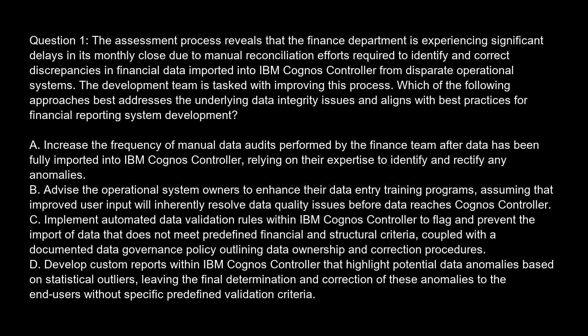Option C. Implement automated data validation rules within IBM Cognos Controller to flag and prevent the import of data that does not meet predefined financial and structural criteria, coupled with a documented data governance policy outlining data ownership and correction procedures. Option D. Develop custom reports within IBM Cognos Controller that highlight potential data anomalies based on statistical outliers, leaving the final determination and correction of these anomalies to the end users without specific predefined validation criteria.